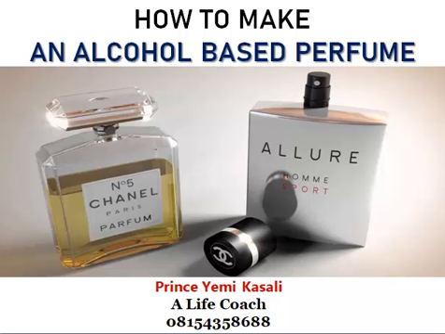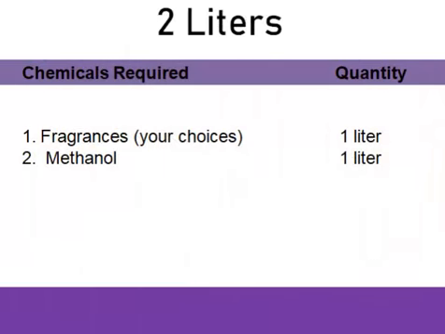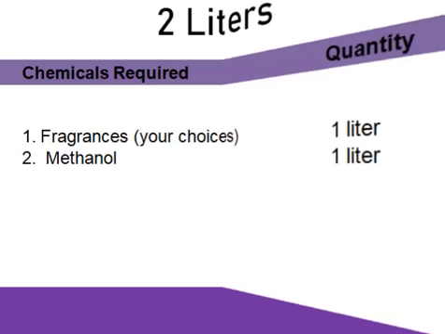In today's edition, like I said, we are going to be treating how to make an alcohol-based perfume. We only need two things: fragrance and methanol. For 2 liters of perfume, we need only 1 liter of fragrance and 1 liter of methanol. Let it be ratio 1:1. So if you are adding fragrance of 500 milliliters, make sure methanol is 500 milliliters.